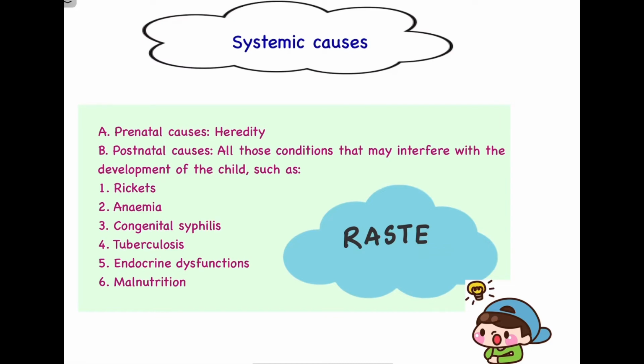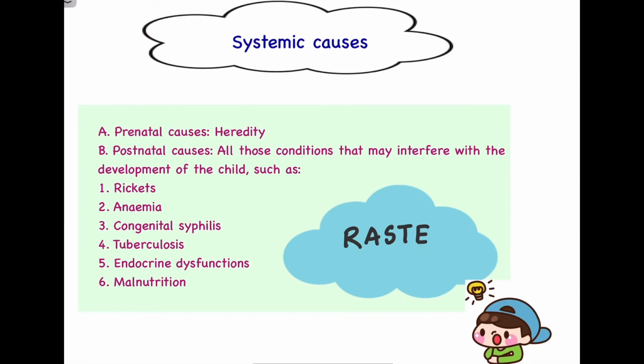Second is postnatal causes. Now these causes are mainly those which interfere with the development of the child. As we are dealing with systemic causes, any disorder or disease which is affecting the growth of the child in general will definitely affect the development of the teeth as well, right? So the first one is rickets. Again, we have previously discussed anomalies in calcium metabolism and how they can affect the eruption of the tooth. Same thing, rickets. Then we have anemia.